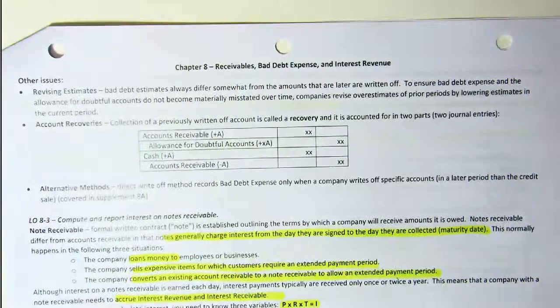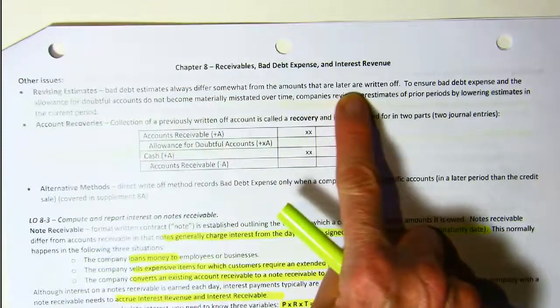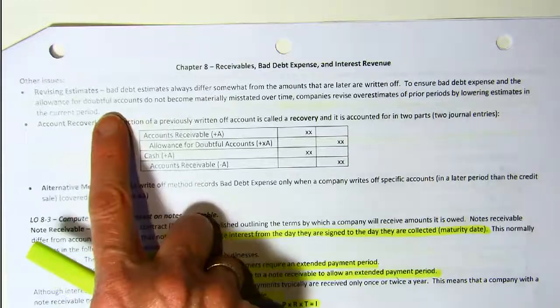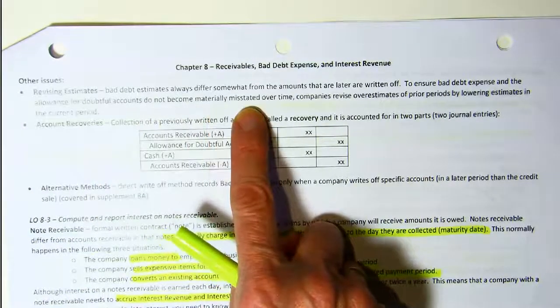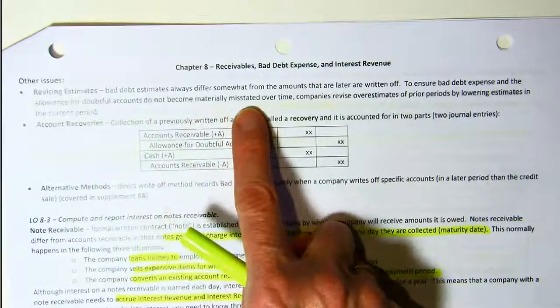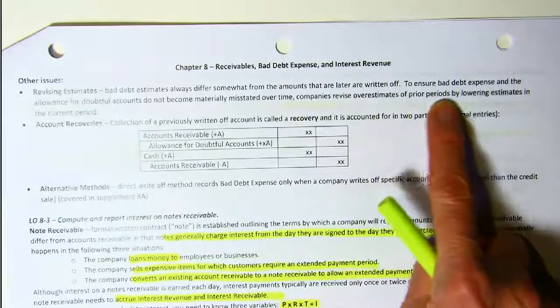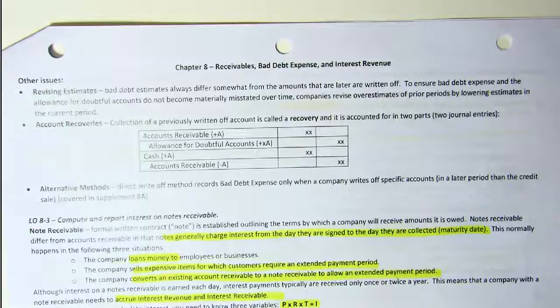We said we're using estimates, so what if our estimates are not accurate? Bad debt estimates always differ somewhat from the amounts that are later written off. To ensure bad debt expense and the allowance for doubtful accounts do not become materially misstated, that means significantly wrong, over time, companies revise overestimates of prior periods by lowering estimates in the current period. In other words, we do not go back and fix anything. We apply it from the current period forward.